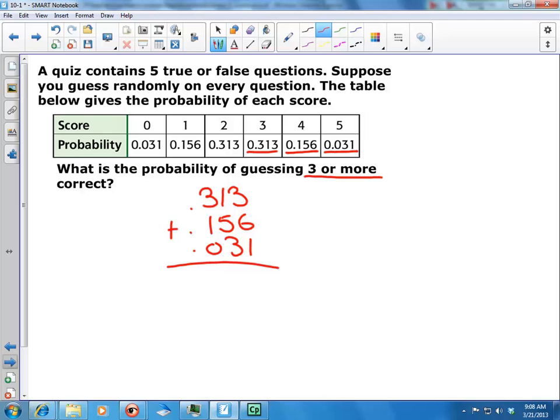6 plus 1 is 7, plus 3 is 10, 5 plus 3 is 8, plus 1 is 9, 10, and then 5. So if you notice, we have a 0.5 or a 50% chance of getting 3, 4, or 5 correct. Now, that being said, that means that we also must have a 50% chance of getting 0, 1, or 2 correct, right? All right, let's take a look at our next one.